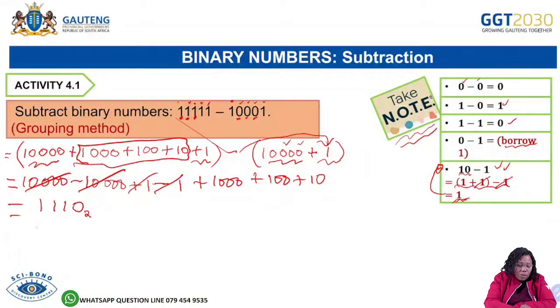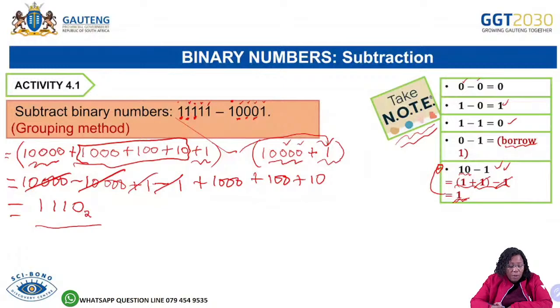1110 base 2, 1110. Okay, I'm using the 1000 and 10 because that's the language we are used to. But actually here we are working with 1, 1, 1, 0 and so forth. That is the correct language to use under binary. So we are having binary number 1110 when we subtract the 2.